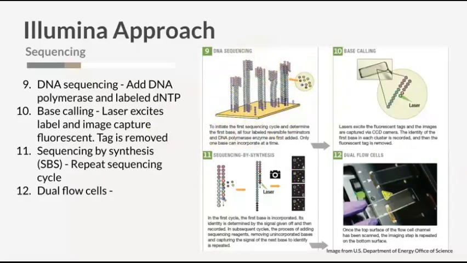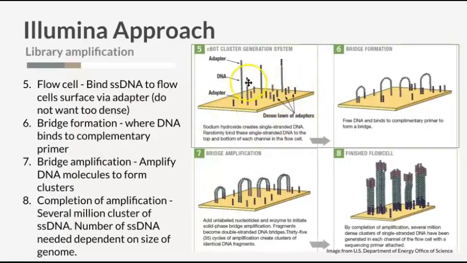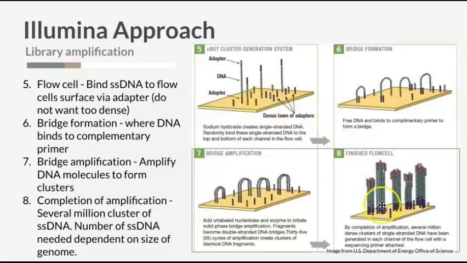If you have too many DNA fragments and your concentration is too high, when you hit this step right here and you're loading onto your flow cell, you might end up with clusters in the end that are really, really close to one another.